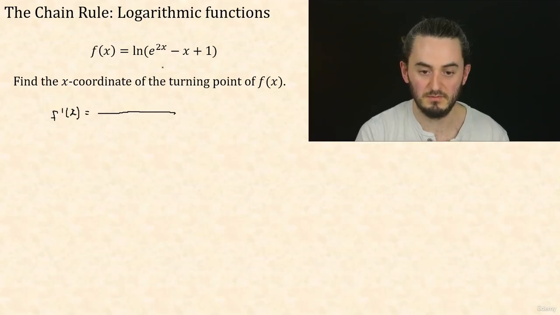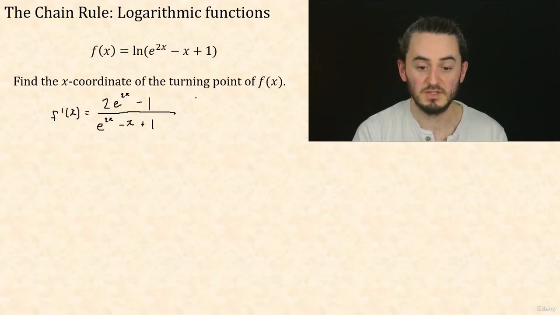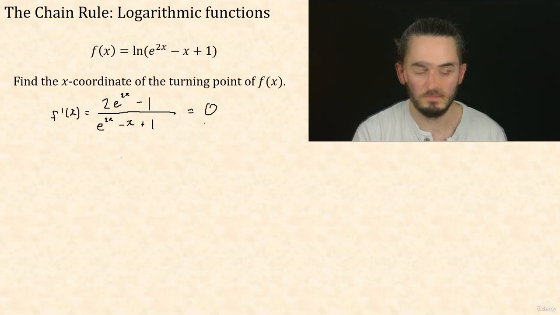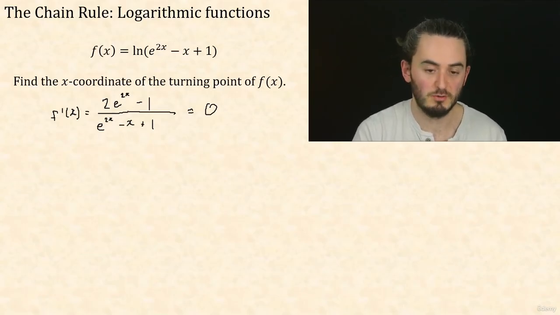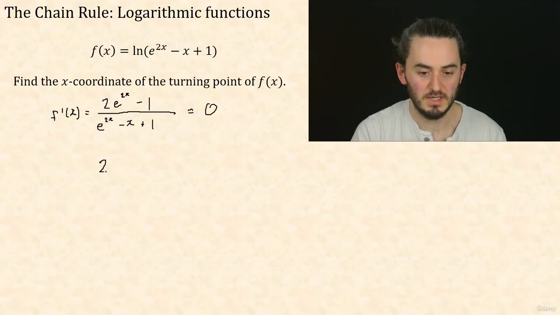Well, it's the derivative of all of this stuff, which is 2e to the 2x minus 1, and all of that divided by this stuff, which is e to the 2x minus x plus 1. Okay, so we want to solve when is this equal to 0, and if you're ever solving a fraction equal to 0, then it's only the numerator that you need to think about. The numerator has to be 0. Okay, fractions are only equal to 0 when their numerators are 0. So really I'm just solving 2e to the 2x minus 1 equals 0.